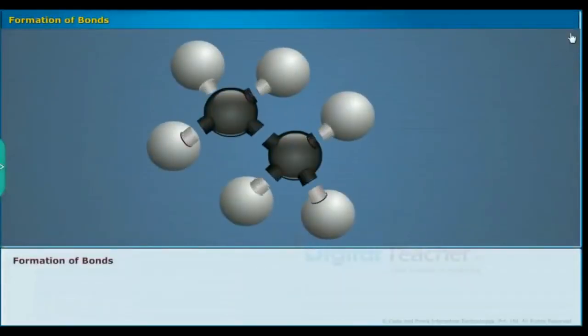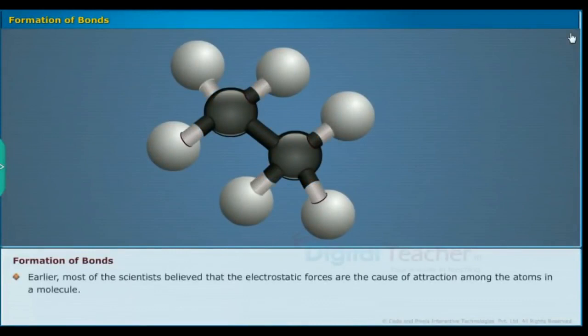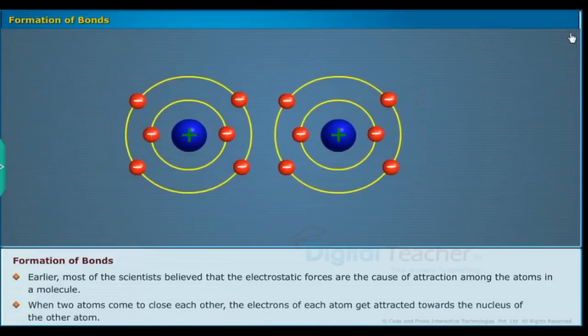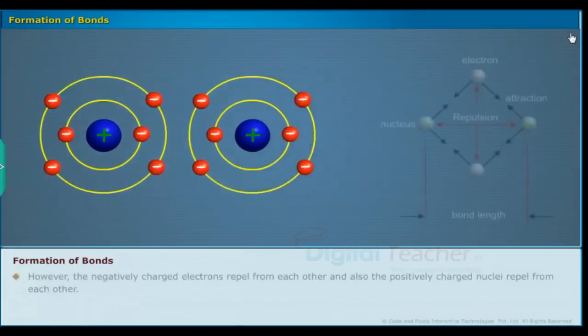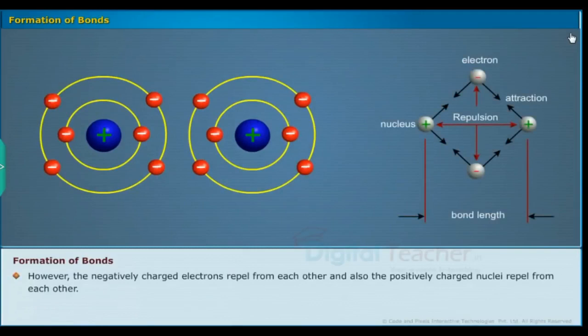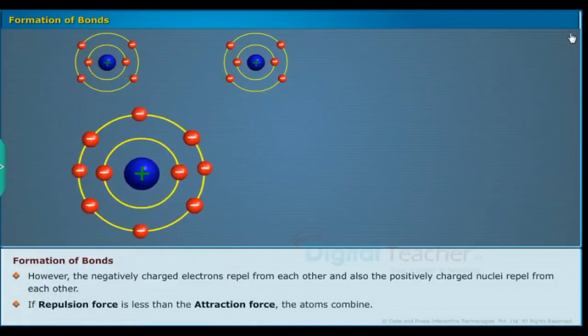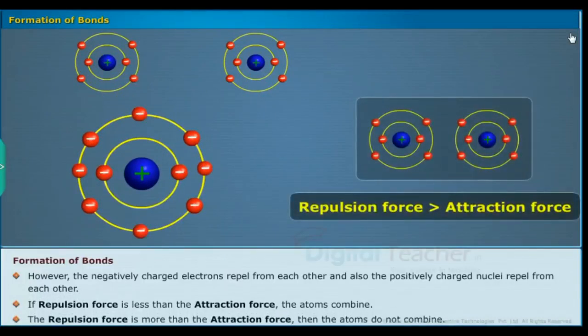Let us start our session with the formation of bonds. Earlier, most of the scientists believed that the electrostatic forces are the cause of attraction among the atoms in a molecule. When two atoms come close to each other, the electrons of each atom get attracted towards the nucleus of the other atom. However, the negatively charged electrons repel each other, and also the positively charged nuclei repel each other. If the repulsion force is less than the attraction force, the atoms combine. If the repulsion force is more than the attraction force, then the atoms do not combine.